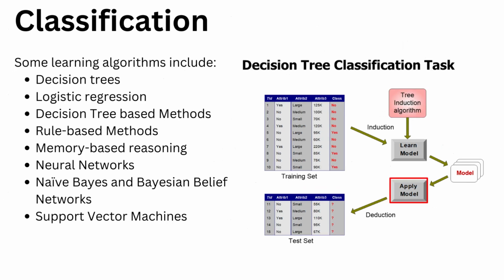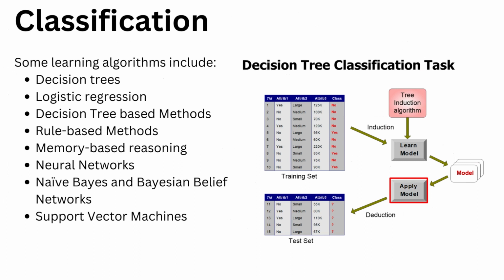There are many learning algorithms that can be used for classification. They may include decision trees, logistic regression, decision tree-based methods, rule-based methods, memory-based reasoning, neural networks, naive Bayes, Bayesian belief networks, support vector machines, and so on.